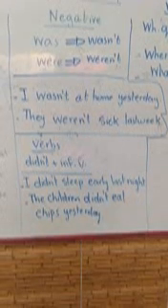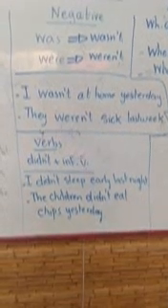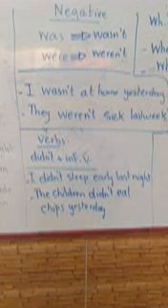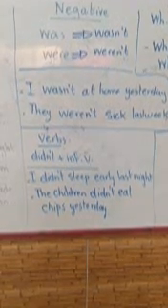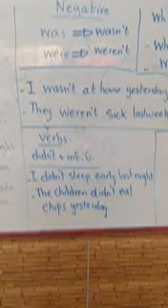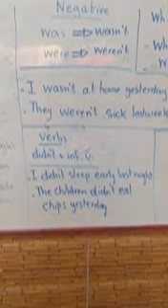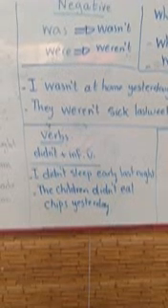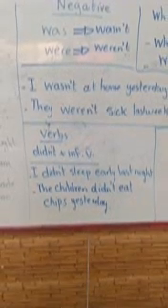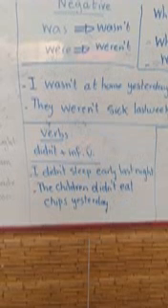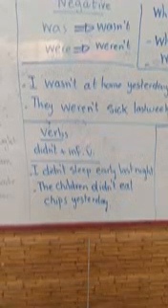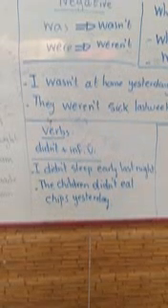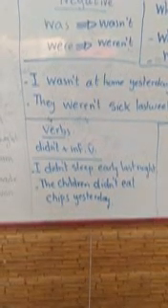Now let's move to the negative form with the verb. We put didn't and infinitive verb. For example, I didn't sleep early last night. Here we have didn't, and after didn't, I have the infinitive verb of the verb sleep. Okay? Here we have the children didn't eat chips yesterday. Here we have didn't, and after didn't, we have infinitive verb eat.